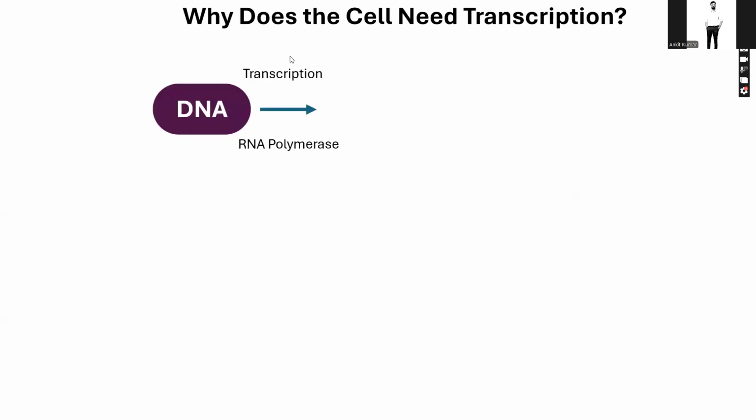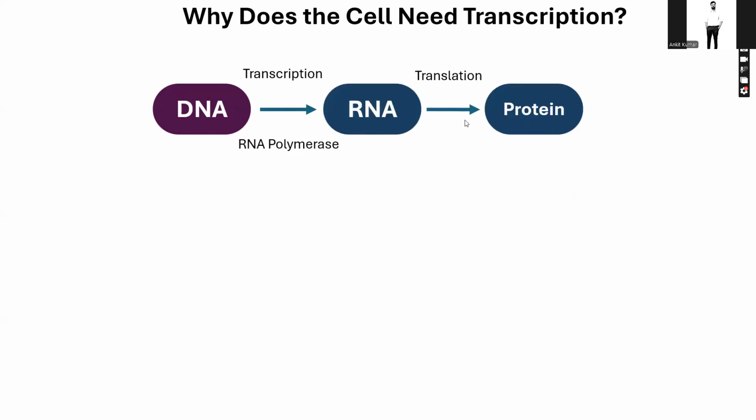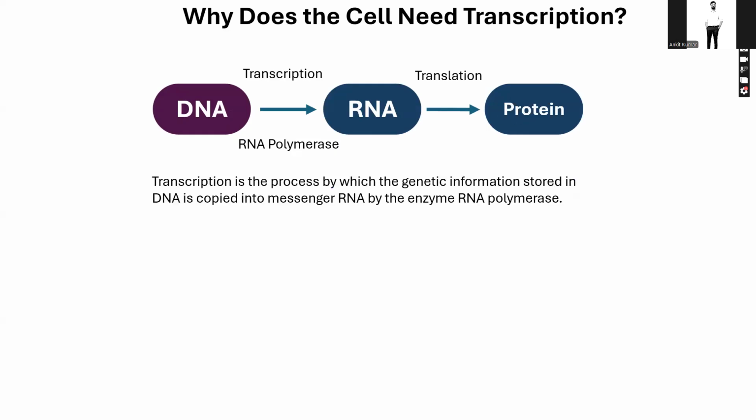So why does the cell need transcription? That is a very important question, and we are going to answer it in this slide. If you see, DNA is transcribed with the help of RNA polymerase, and it forms the RNA. And then translation happens, and it forms the protein, that is, a sequence of amino acids.